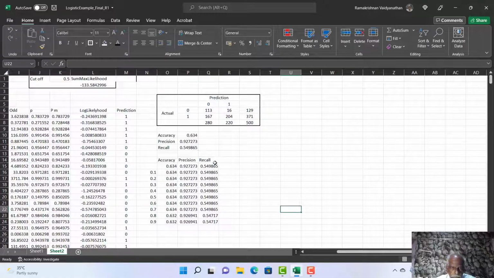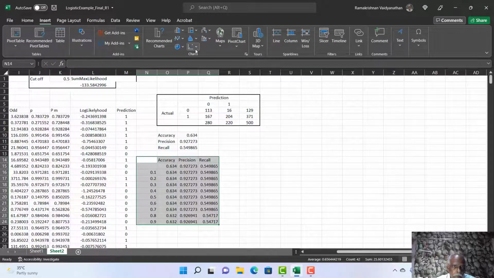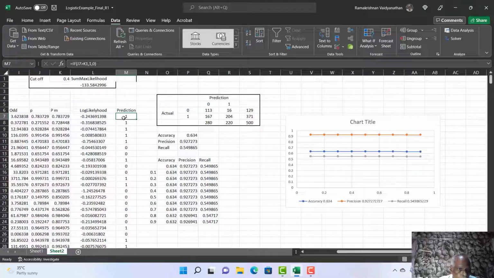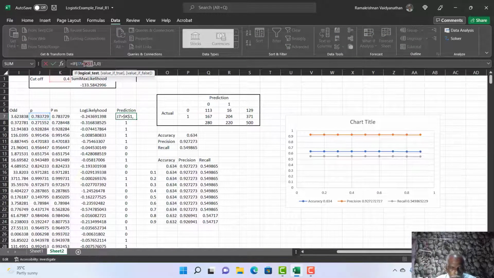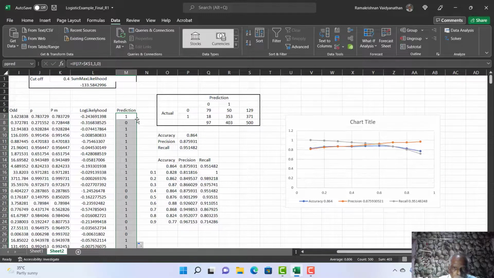Now I will plot this parameter, right? Insert, scatter plot. This is how it is plotted here. Why is it the same here? So I have to make this K7 fixed here, F4. Then only it will change here. See here, because I have not fixed this, because everything will have to be checked with cutoff value. Cutoff value is changed here, cutoff value is checked here.